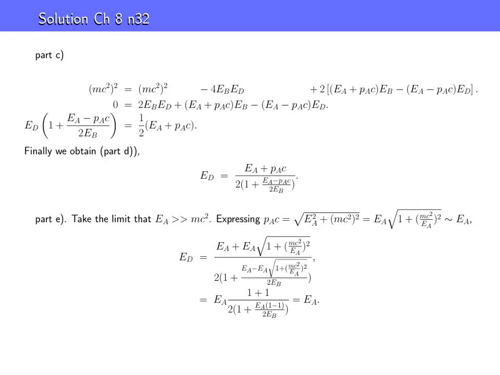And this justifies the last statement there, which in the question says, simplify the equation from part D to show that under these circumstances, the outgoing photon, which is ED, has the energy of the incoming electron, no matter what the energy of the incoming photon, because EB does not appear here at all. And that's it. We're done.